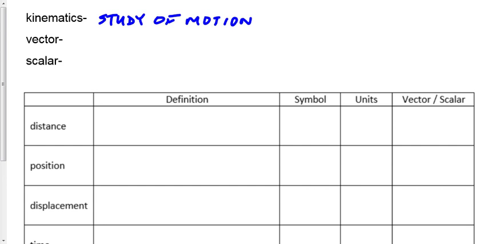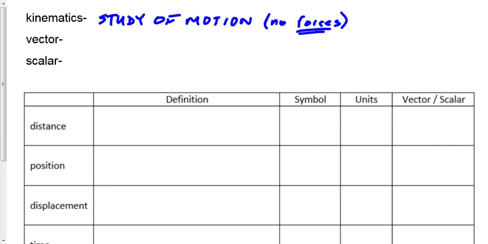In the next unit, dynamics, we're looking at the motion, but paying specific attention to the forces that cause the motion. So we're going to say that kinematics is a study of motion, but we're not going to pay attention to the forces. There's forces there, right? We're just not going to pay any attention to them.